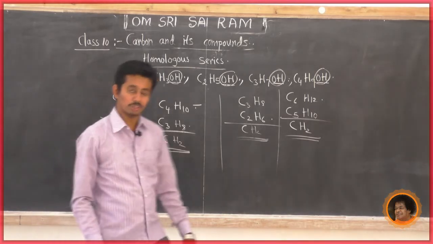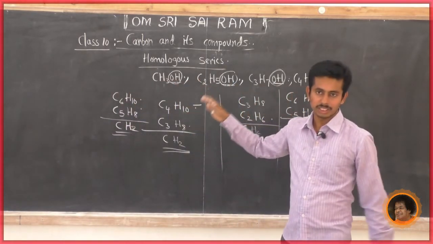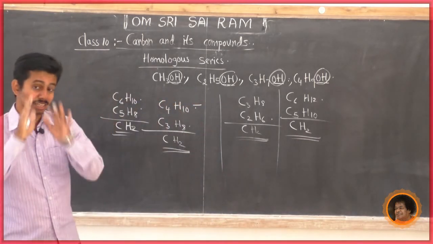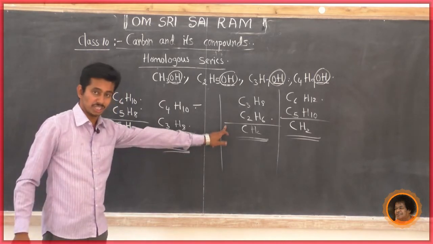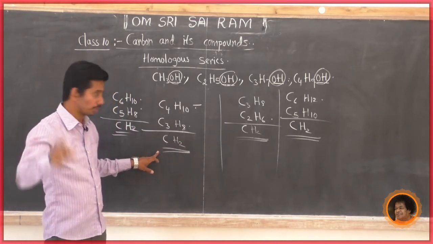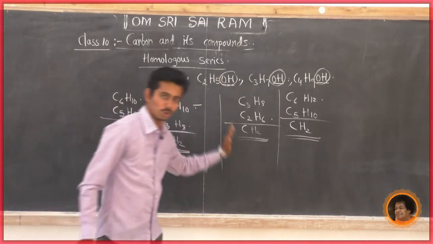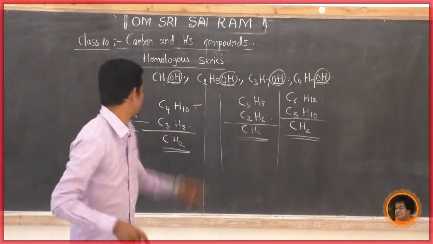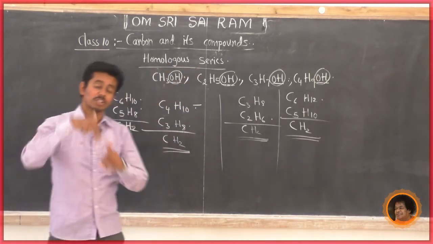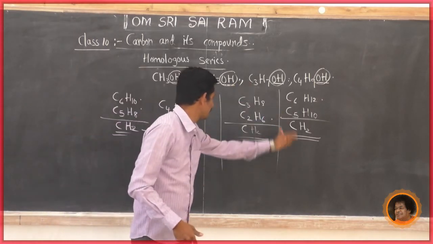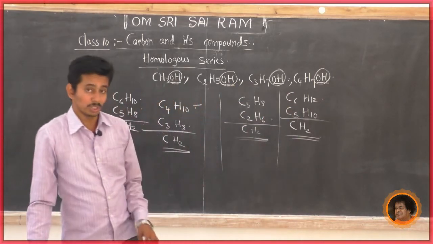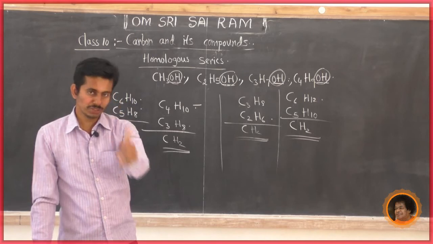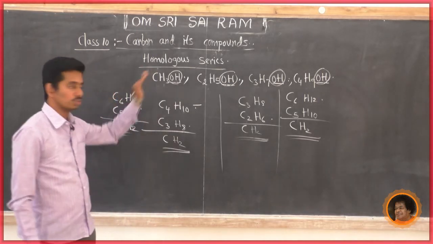From this example, what do we conclude? We conclude that for consecutive hydrocarbons, alkanes, their difference is CH2. If their difference is CH2, they also belong to a homologous series. So a sequence of alkanes is also a homologous series. The sequence of alkenes is also a homologous series. Why? Because the difference between two consecutive members is always CH2. Therefore, they belong to a homologous series.